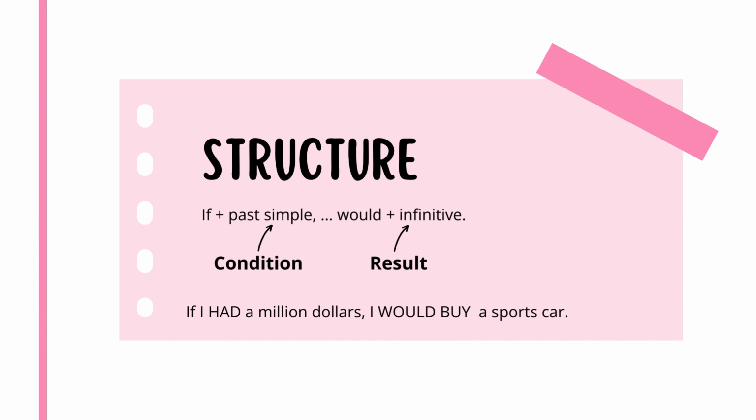But I don't have $1 million in the present, so it is impossible for me right now to buy a sports car. This is why we're using the second conditional, because this is an imaginary situation of something that cannot become possible as of now. Let's look at some more examples.